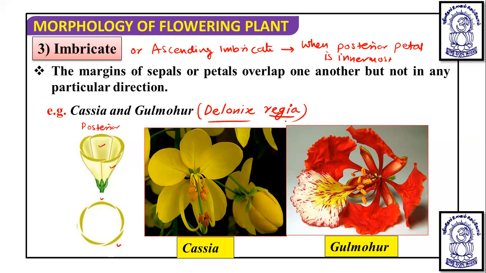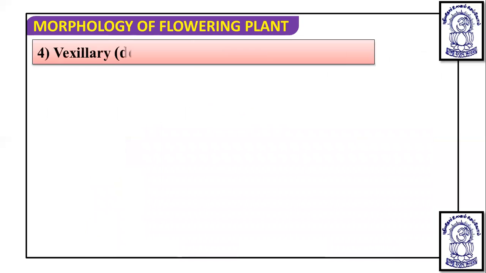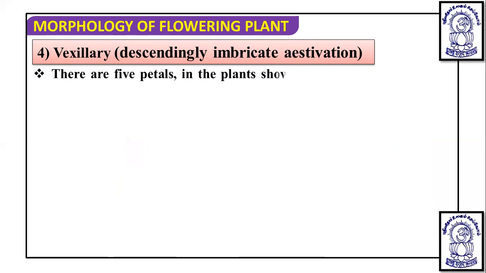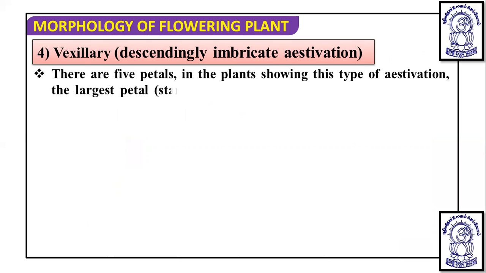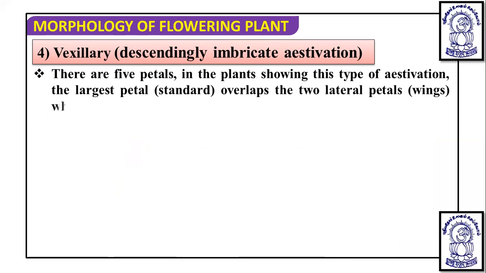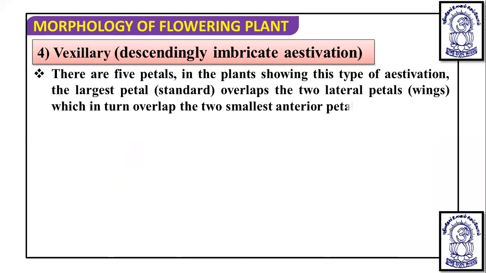Now after imbricate, the next type which we are going to discuss is vexillary, which is also known as descending imbricate estivation. In this, there are 5 petals, and in the plant showing this type of estivation, the largest petal overlaps the 2 lateral petals or wings, which in turn overlap the 2 smallest anterior petals.